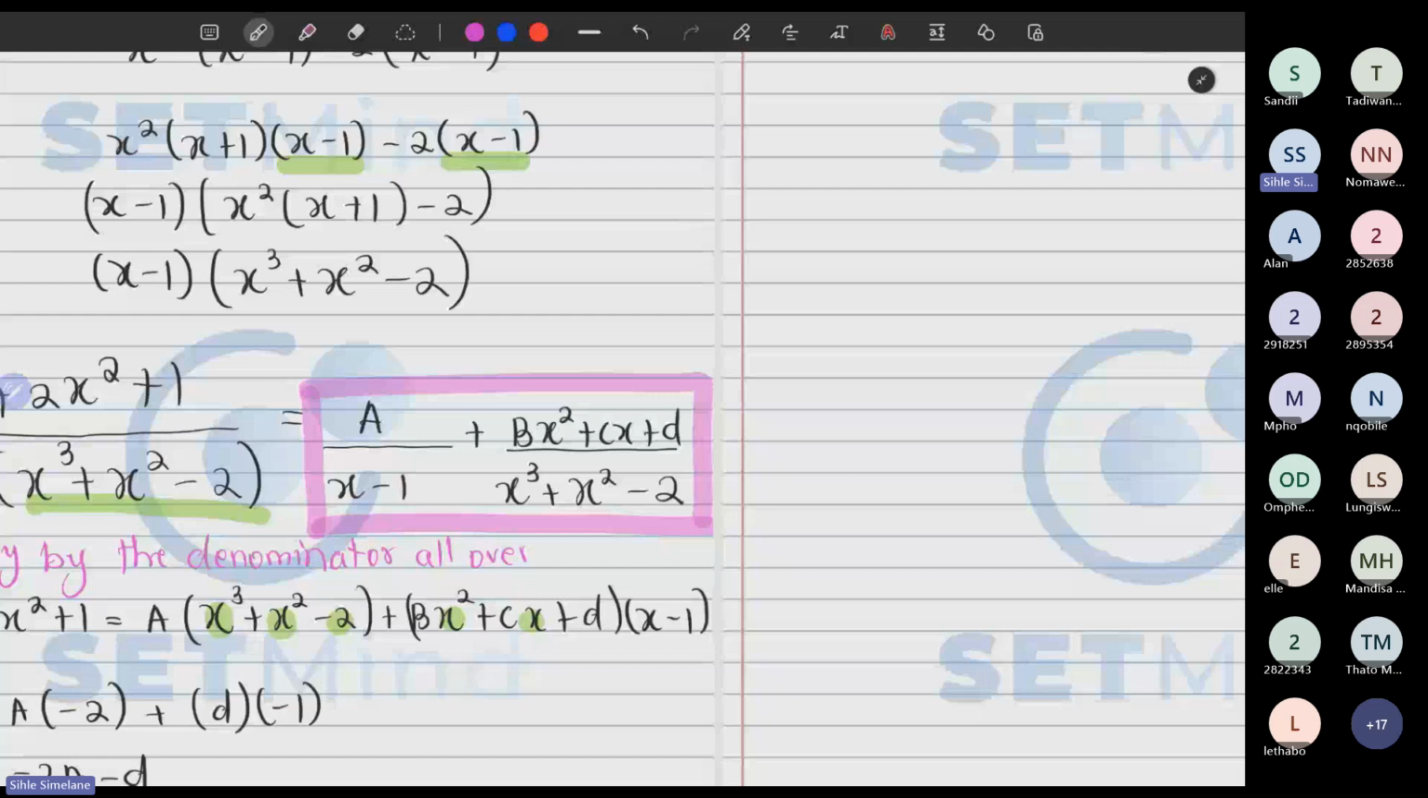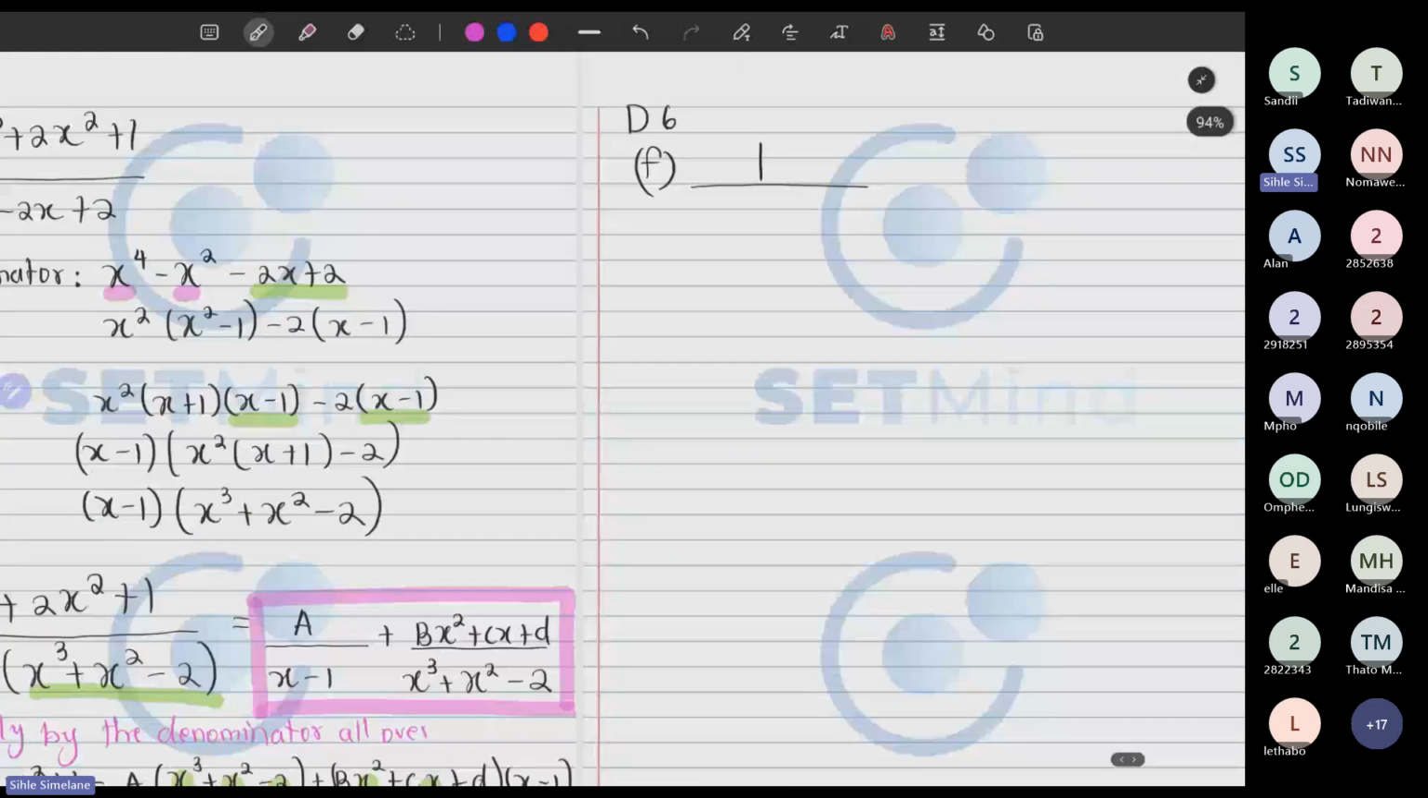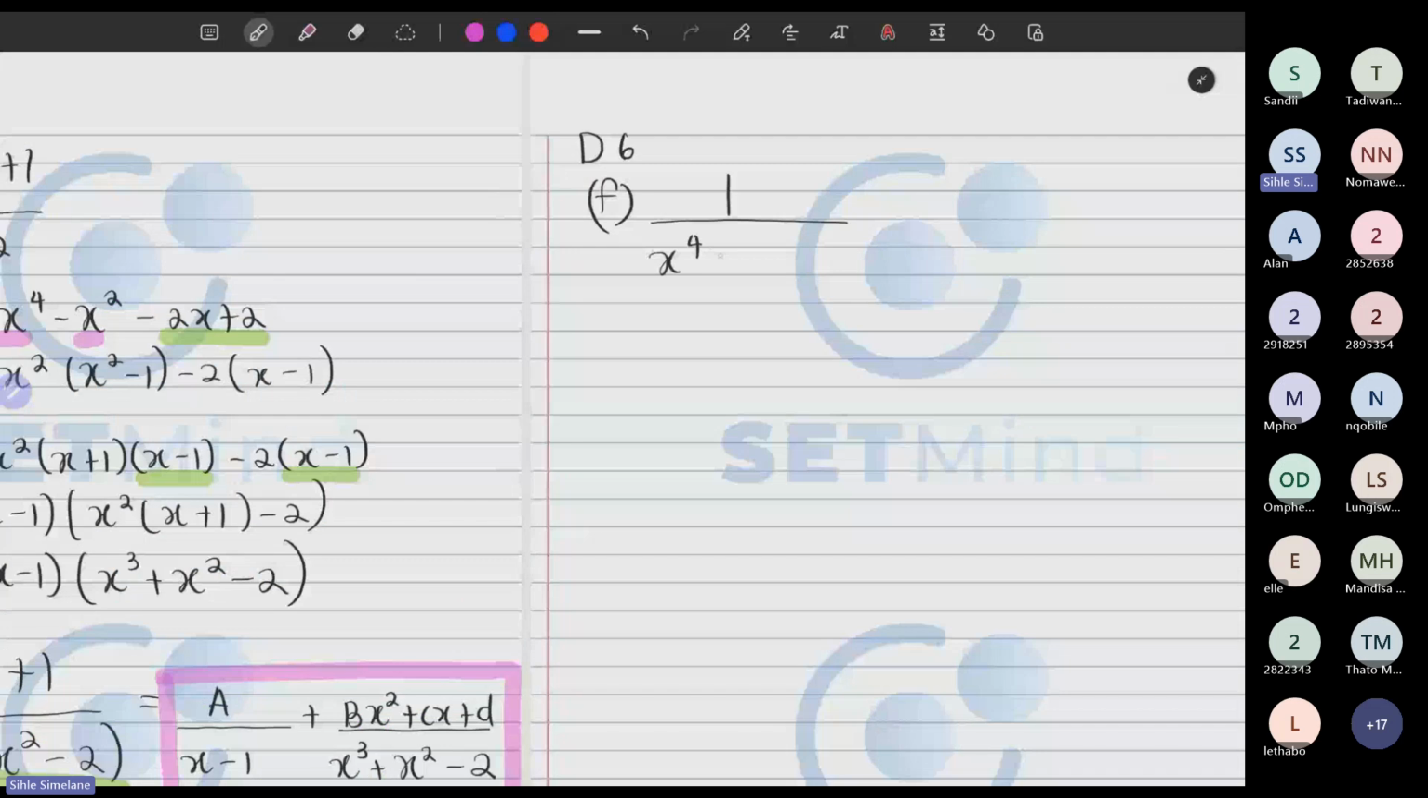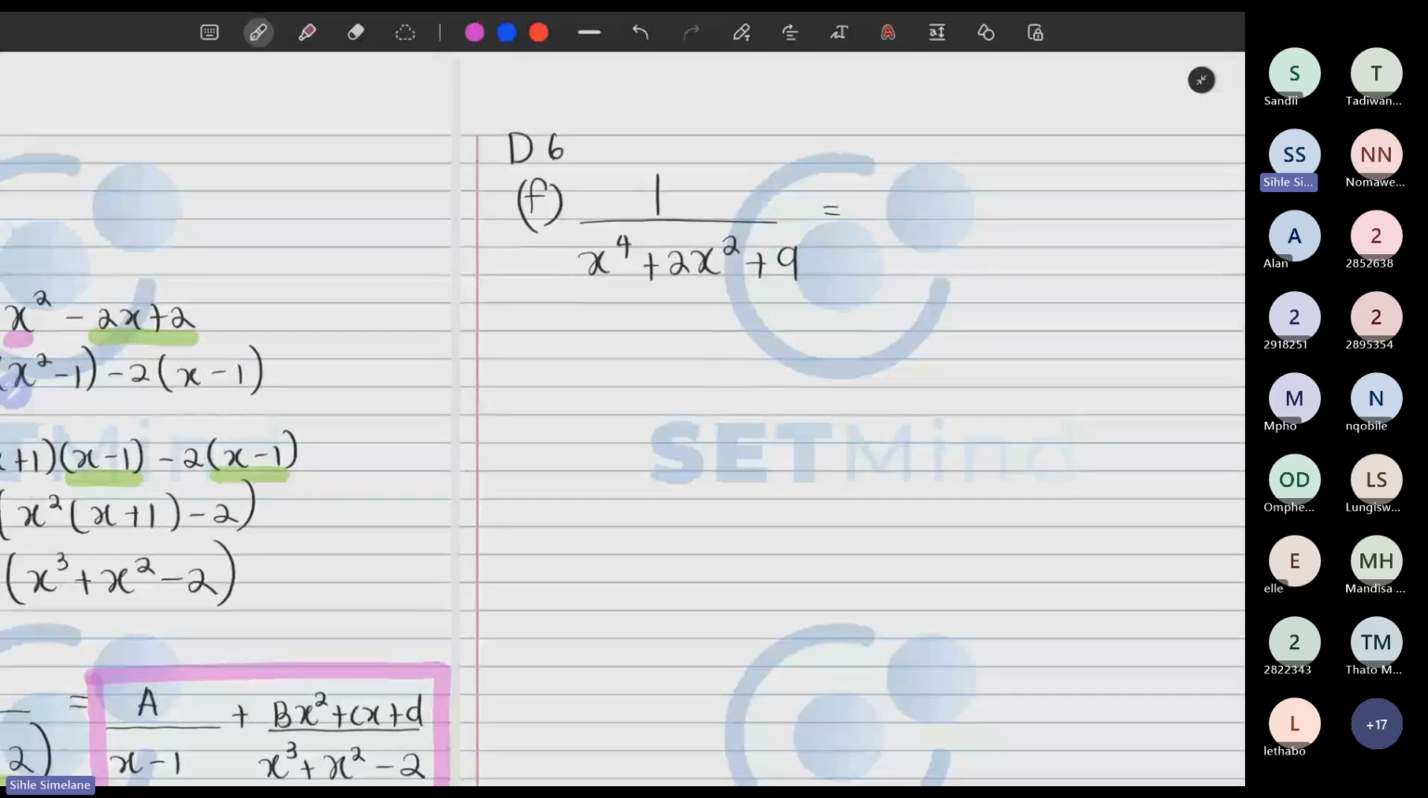So let's look at f. F has x to the 4 plus 2x squared plus 9. This should be easy. What should be on the denominator when we do partial fractions? Can we split that denominator? We certainly cannot. I cannot see how you can factorize that. Two numbers which multiply to 9 and add up to 2. There's no way you can find them, so we leave it as it is.